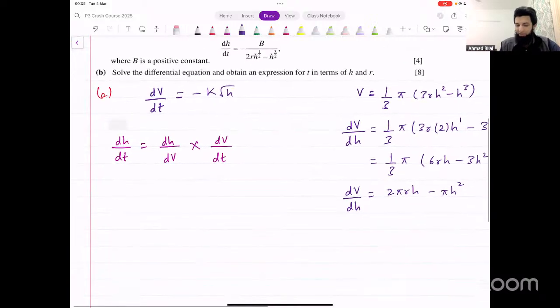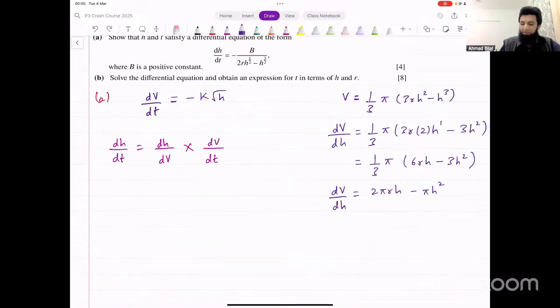Now we put this thing in that chain rule and see what that gives us. dh over dV, that's the reciprocal of this. So it becomes 1 over 2 pi Rh minus pi h squared times dV over dt, that's minus K into square root of h. Right? That's what dh over dt turns out to be.